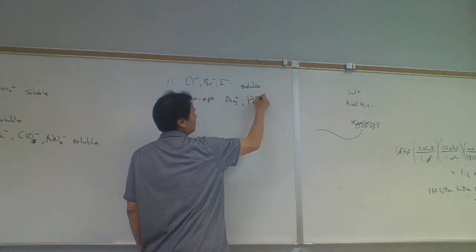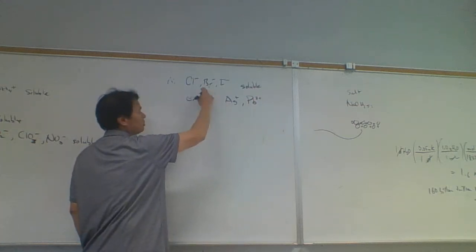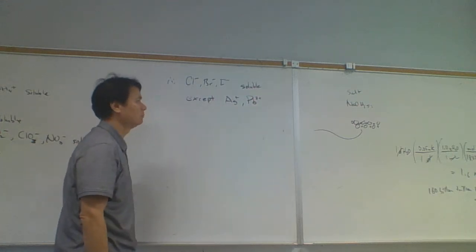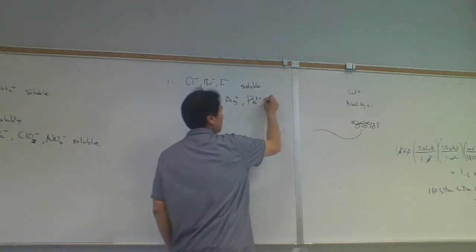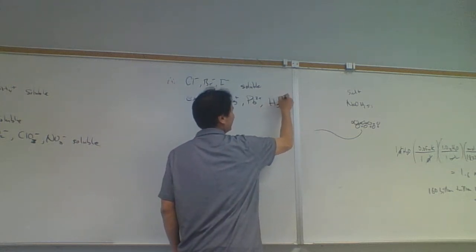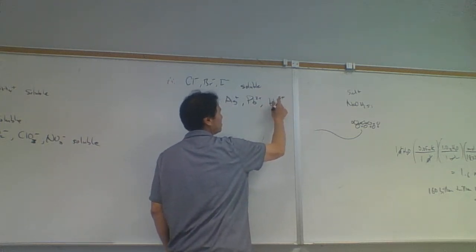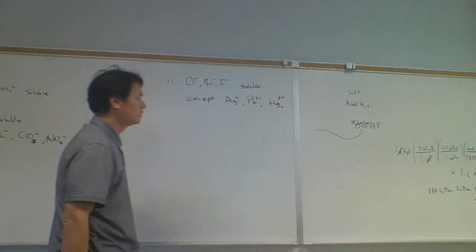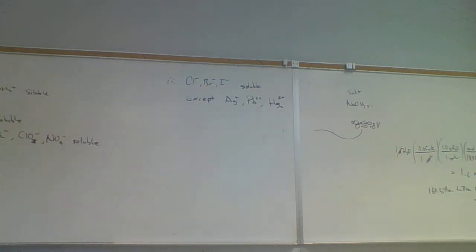Lead 2 chloride, lead 2 bromide, lead 2 iodide, insoluble. Mercury, what's this one called? Mercury 1 or mercury 2? Mercury 1. Mercury 1 chloride, mercury 1 bromide, mercury 1 iodide, insoluble. Those lattices are too strong.